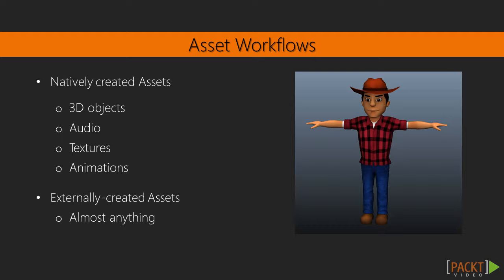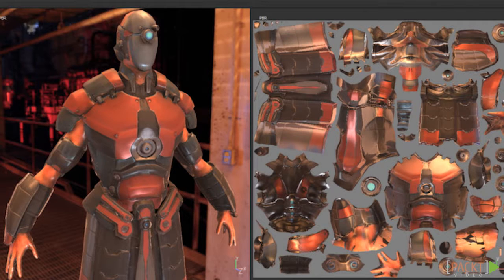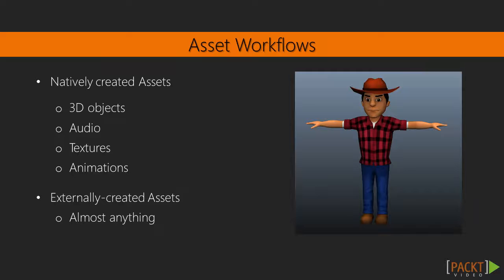Working with assets is our next type of workflow. Assets are visual components used to populate your game world and help it come alive. Assets fall into two basic categories: ones created with Unity, or native assets, and externally created assets.